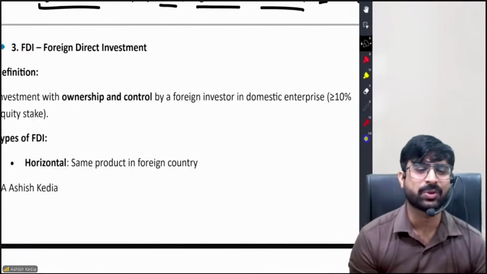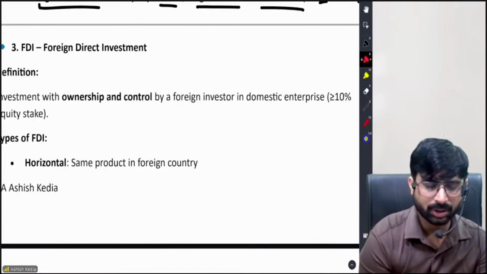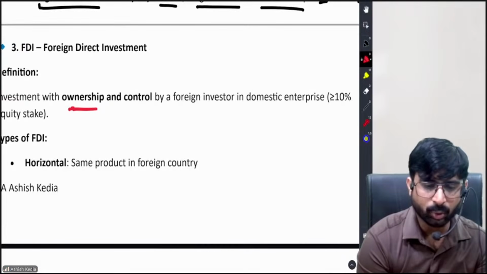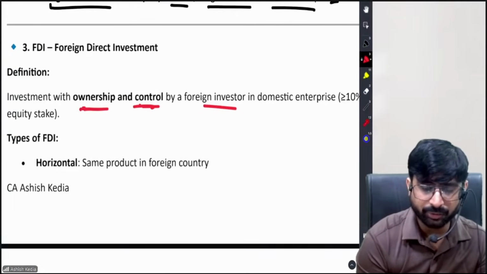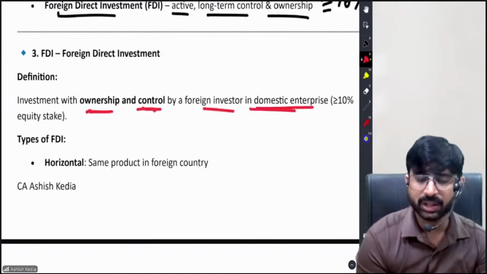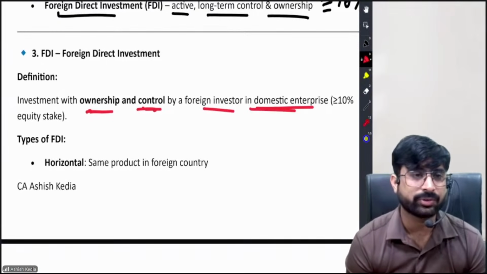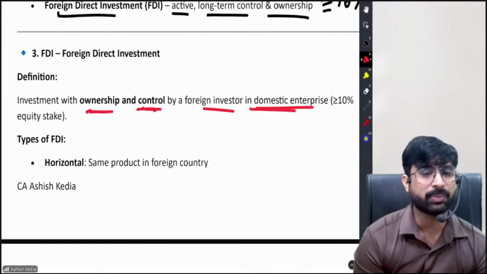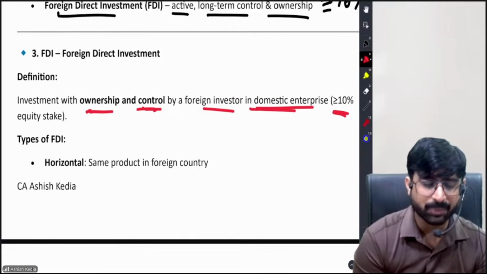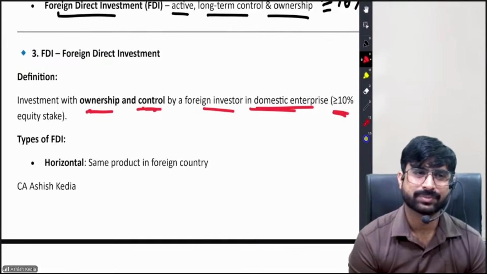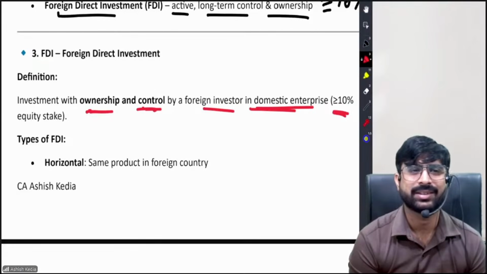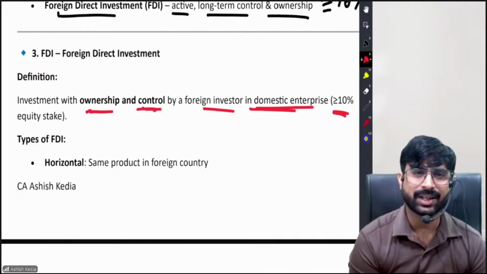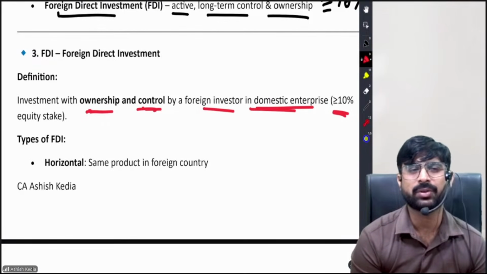As I have already told you, let's read it out. Investment with the ownership and control by a foreign investor in domestic enterprises, ownership of 10% or greater. Right sir? Ownership of 10% or greater.